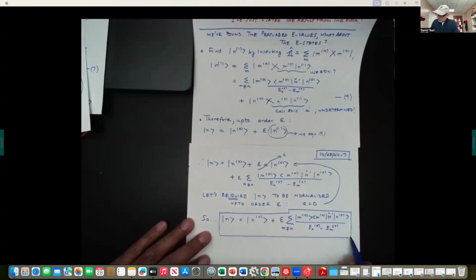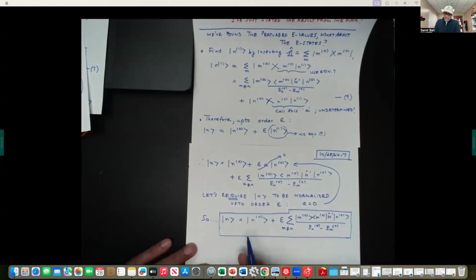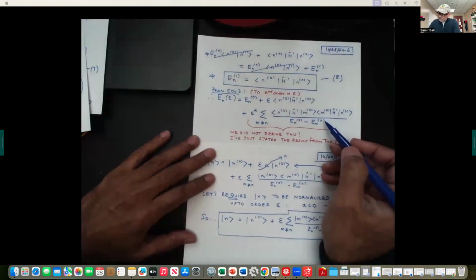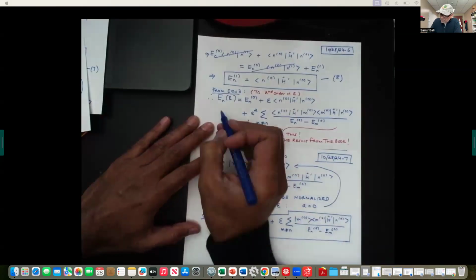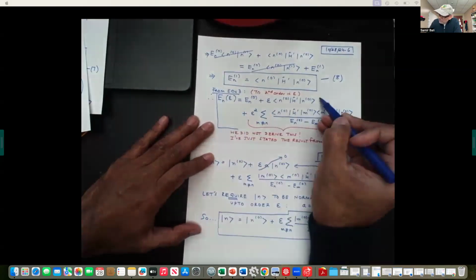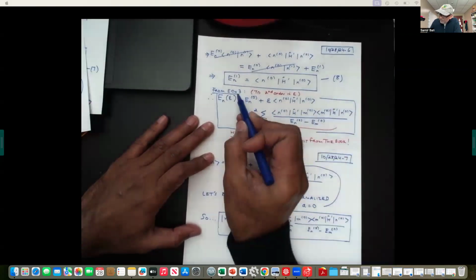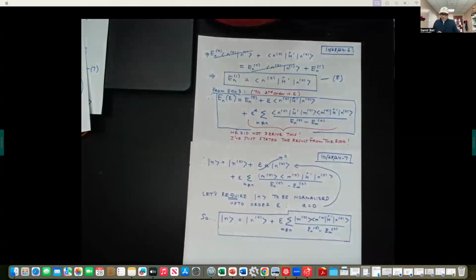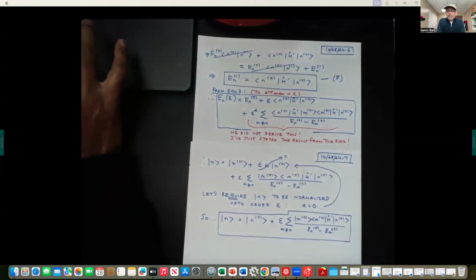perturbed wave function. For homework, you will find that this result and the result we got for the eigenvalue, these are very useful results. So we will put a box around them and celebrate them. I think this concludes our first look at time-independent perturbation theory. All right, let's stop the recording now.